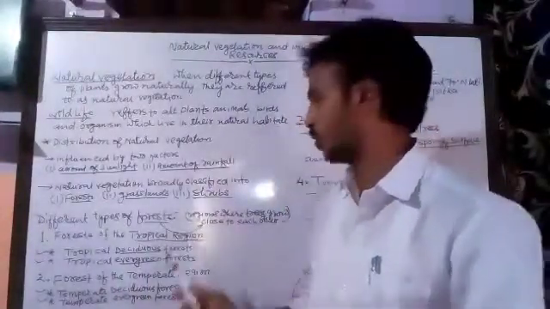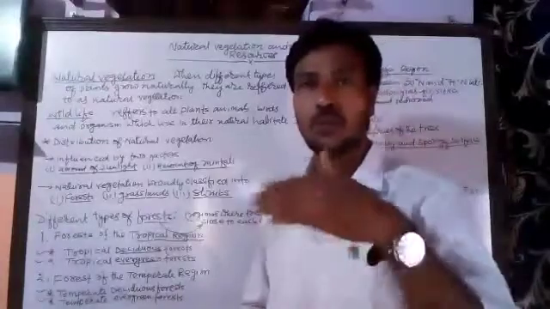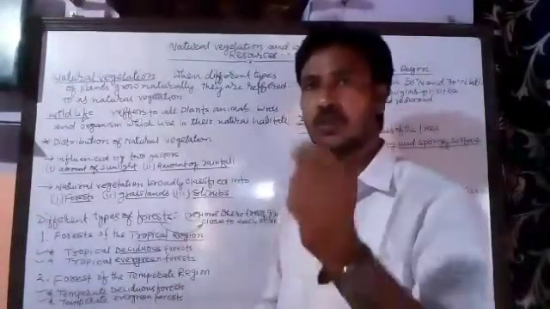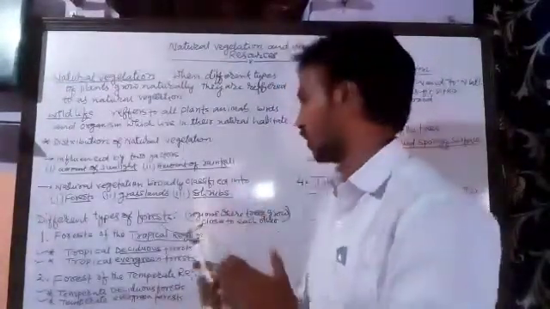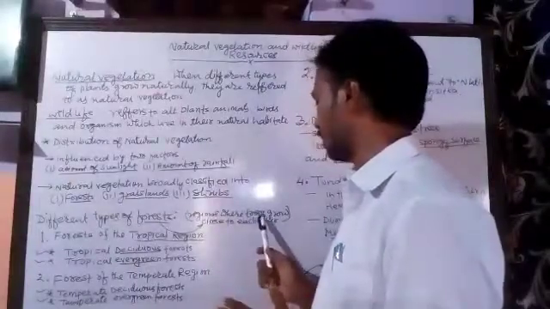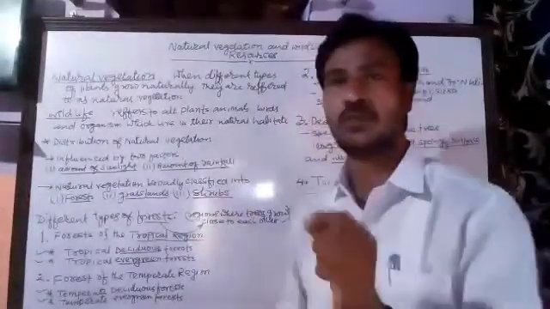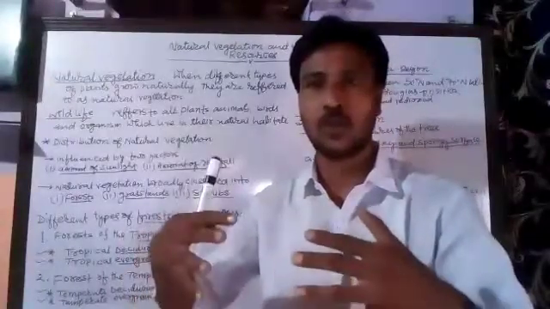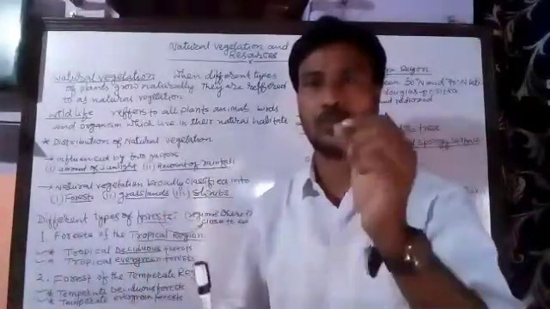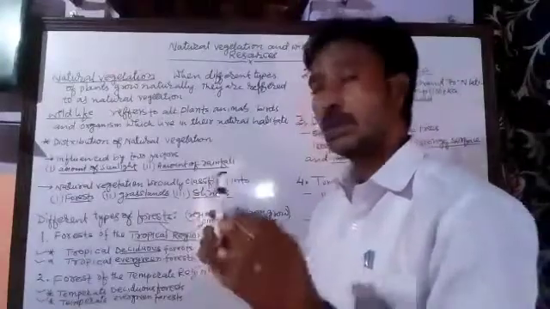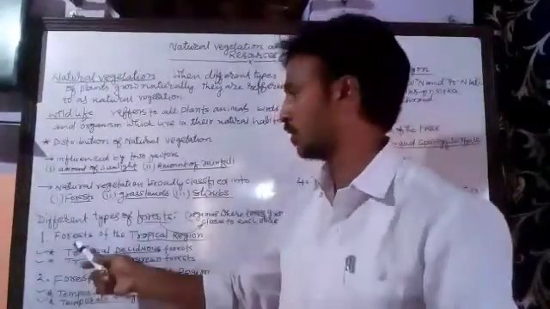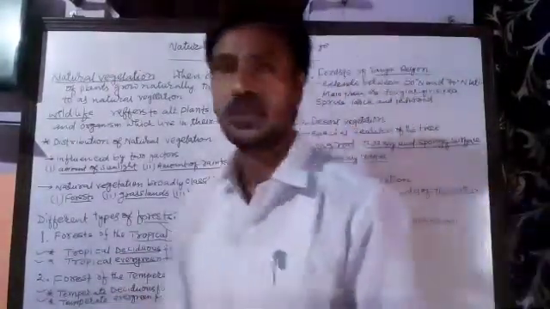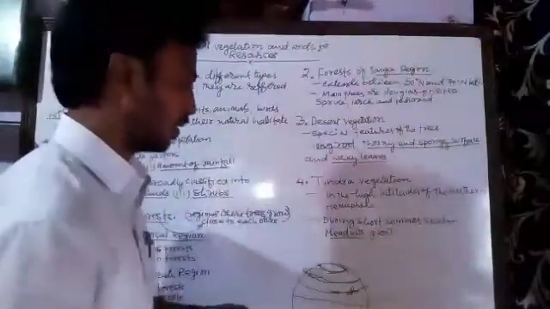Let me tell you before that, what is a forest? How do you define a forest? What's the definition of a forest? Regions where trees grow close to each other. A forest is an area where trees grow close to each other. That's a forest area. Different types of forest: first I told you the tropical forest.